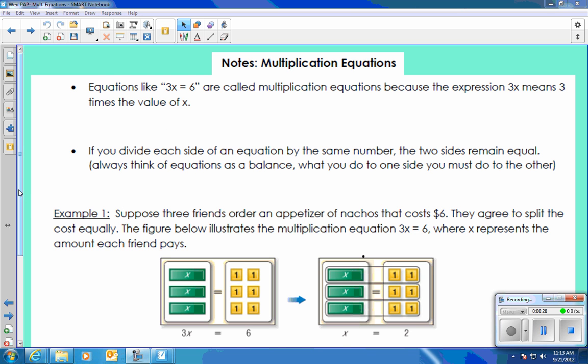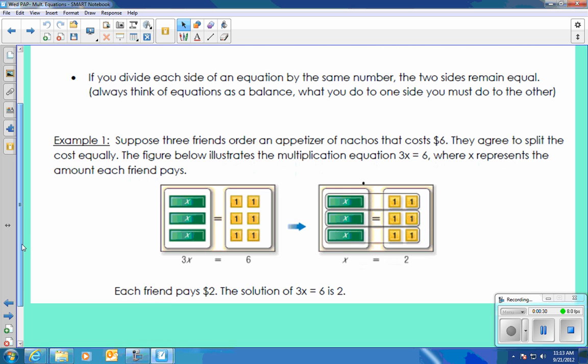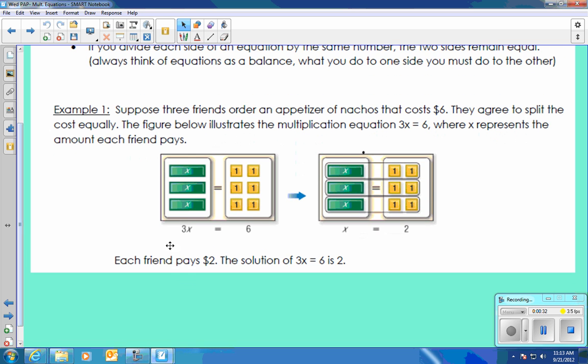If you divide each side of an equation by the same number, the two sides remain equal. For instance, this is 3x and 6. If we take that and divide it into groups, there are 3 x's here.